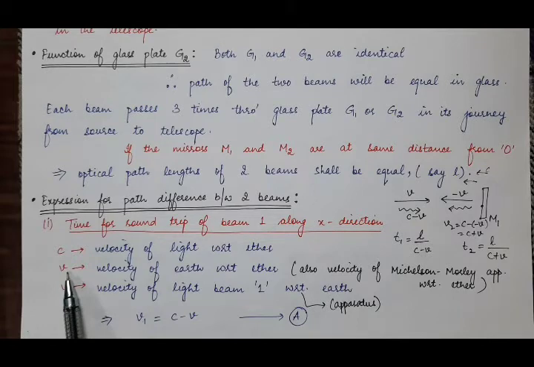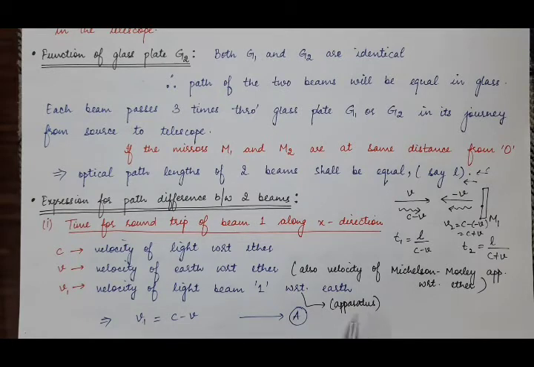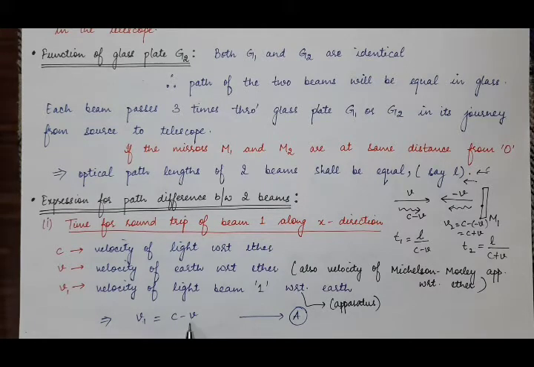And what we have to calculate is the velocity of light beam 1 with respect to Earth. Suppose that V1 is the velocity of light beam 1 with respect to Earth, or you can say with respect to apparatus. So what will be the value of V1? It is C minus V, but how?